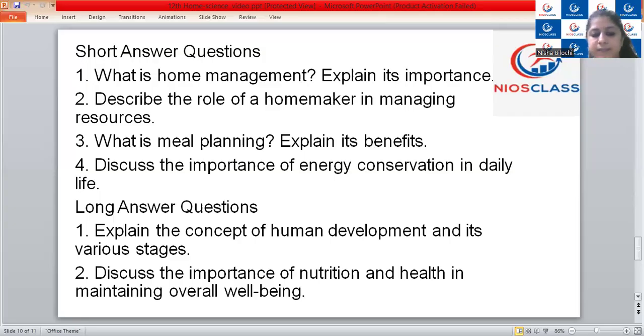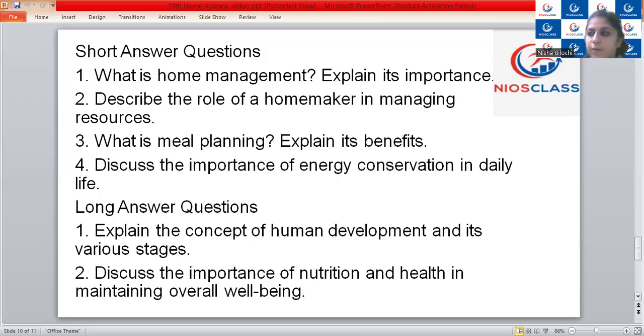Okay. Next, discuss the importance of energy conservation in daily life. So there is this concept of sustainable development. I hope all of you must have read about this one. So what is the concept of sustainable development? It says that we need to use our resources in such a way that we are saving them for the future generation as well, right? So in the same way, if you are moving out of your room and the fan is on, or maybe the television or any other appliance, just switch it off.